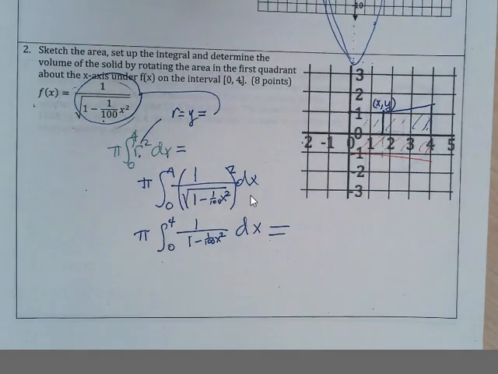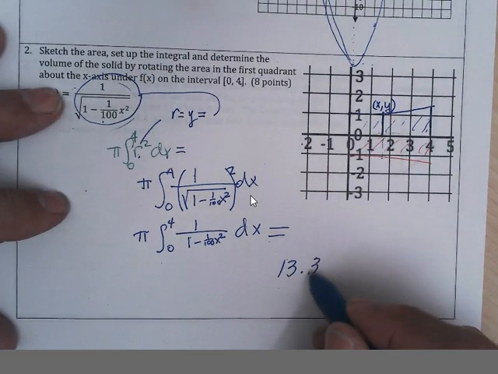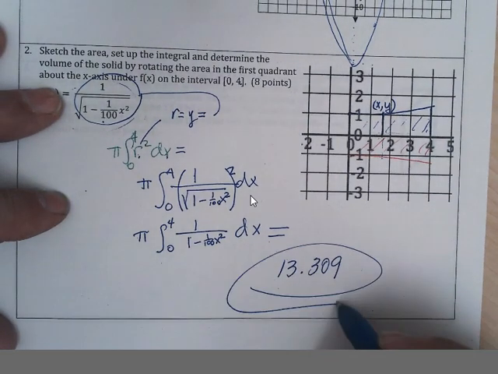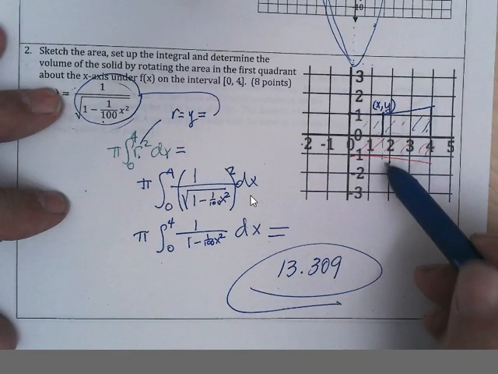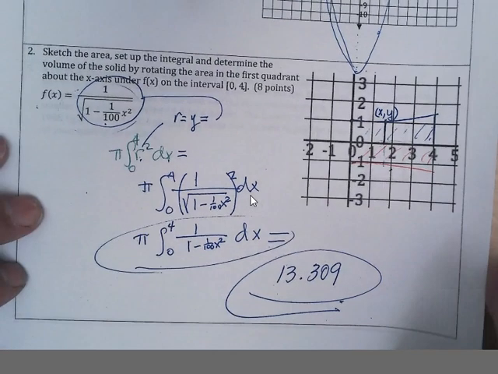You type that into your calculator, and you get the volume of this, which turns out to be 13.309. 3 points for a graph, 3 points for getting it set up, a couple points for getting the answer.